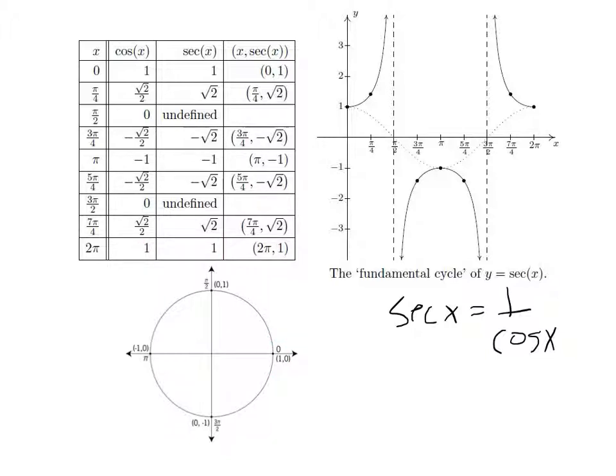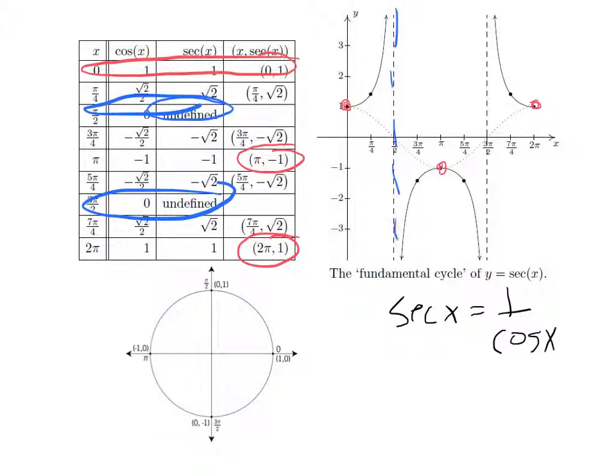So these key points, that one, and that one, give us these points here. And then the divide by zeros, the undefineds, these give us our vertical asymptotes.